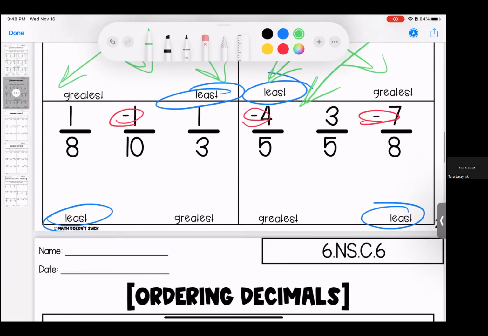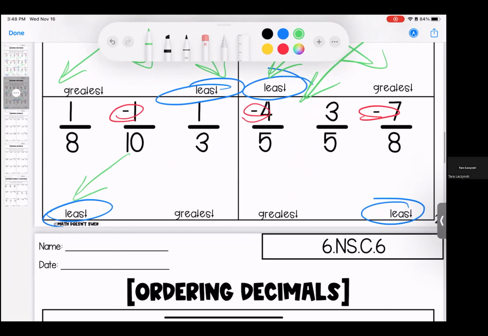Coming down here, starting with the least, only one negative, so that is easy peasy lemon squeezy. Then we are looking at 1/8 and 1/3. I don't even need to cross multiply. I know that 1/8 is going to be smaller than 1/3 because if I take my famous piece of cake, cut it into 8 pieces, take the same size piece of cake, cut it into 3 pieces, 8 pieces is definitely going to be smaller.